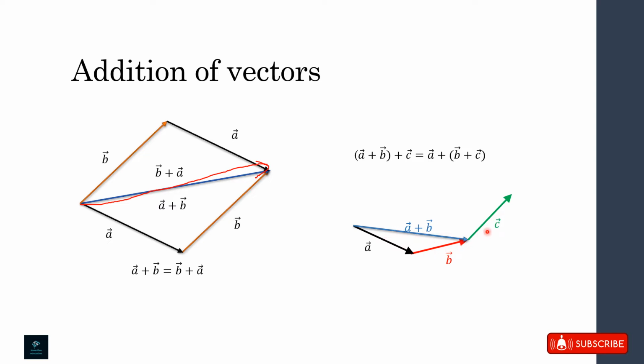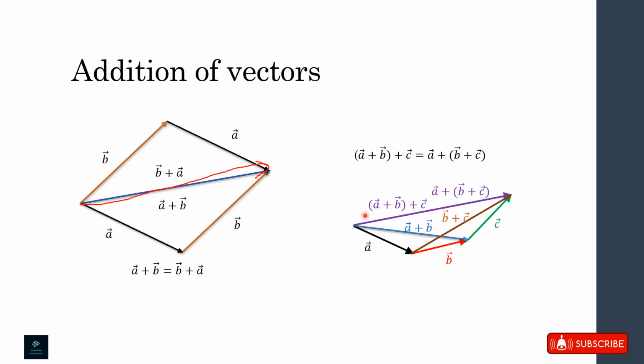Then we add the vector C to A plus B, and this will be a vector from the tail of A plus B to the tip of C. Therefore, this purple color vector will be A plus B plus C. Now to add B and C, we draw a vector from the tail of B to the tip of C. This vector is B plus C. Then to add vector A to B plus C, we draw a vector from the tail of A to the tip of B plus C, and this is equal to A plus B plus C.